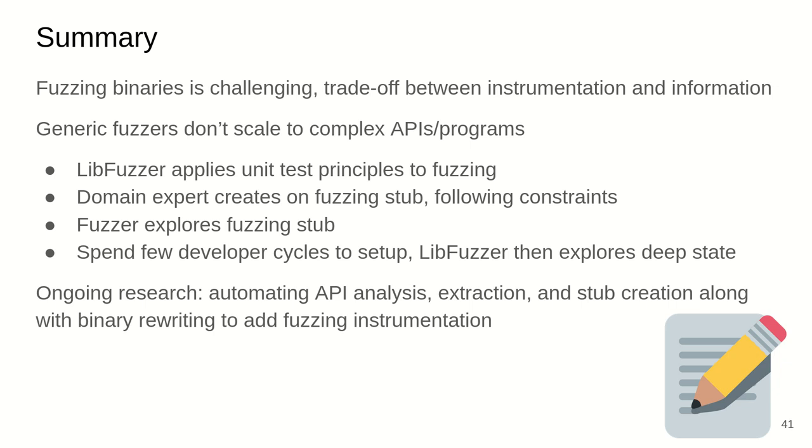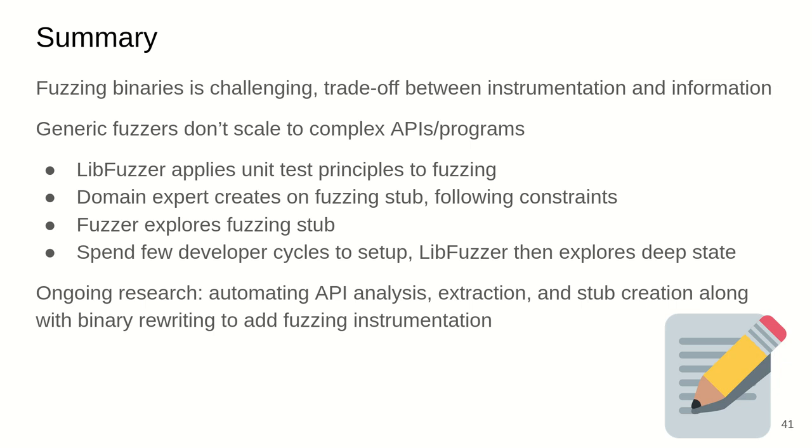Generic fuzzers don't scale to complex APIs and very complex programs. That's why you need to create smaller targets that allow you to slice a particular aspect of the target. LibFuzzer applies unit test principles to fuzzing, and it allows the developers or the domain expert to create a fuzzing stub and then encode the constraints between the individual API calls. The fuzzer then explores this fuzzing stub. Here you spend a few cycles of the developer to set up the fuzzing process, and then LibFuzzer automatically explores the deep state of the target.